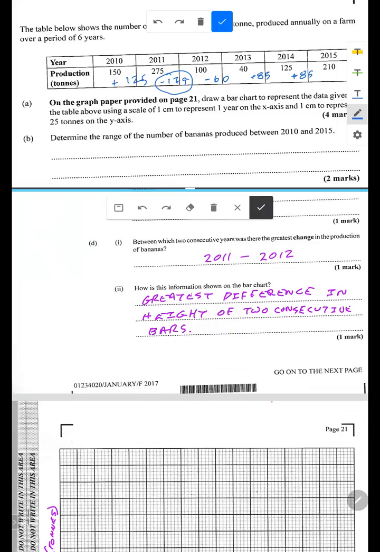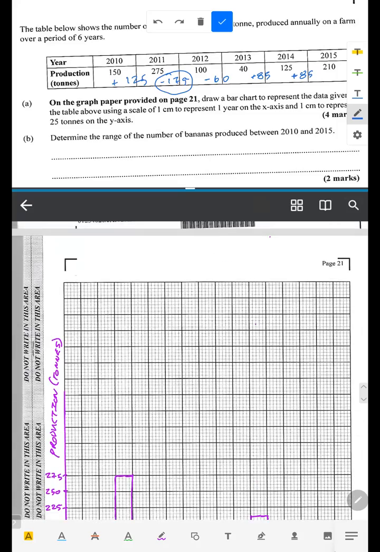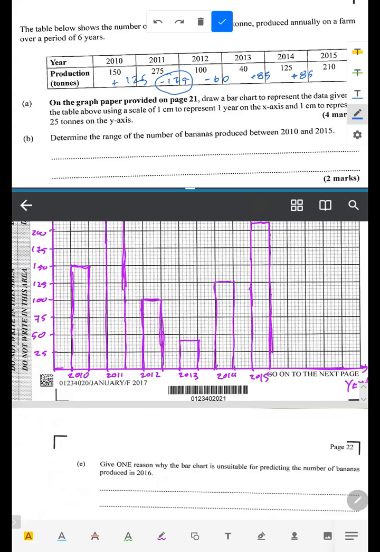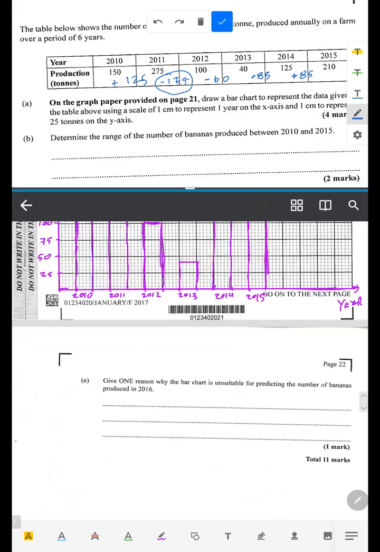Then that was the bar chart. That was the graph. And then what else are we supposed to do? Next part now says, give one reason why the bar chart is unsuitable for predicting the number of bananas for 2016. Because it is not a trend graph, right? It is not a trend graph.